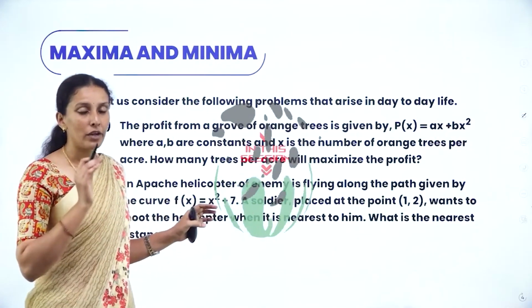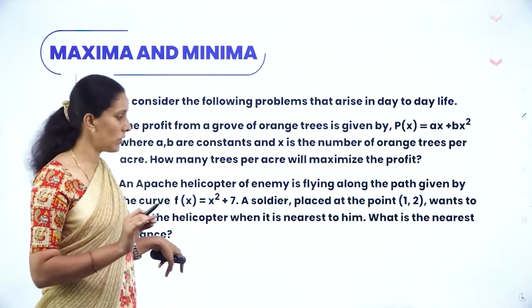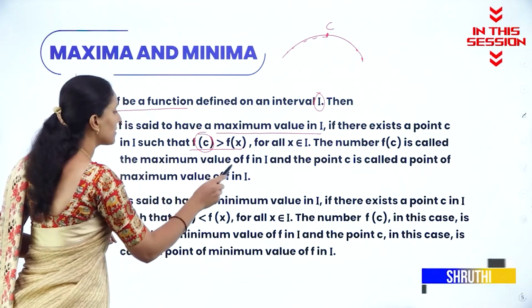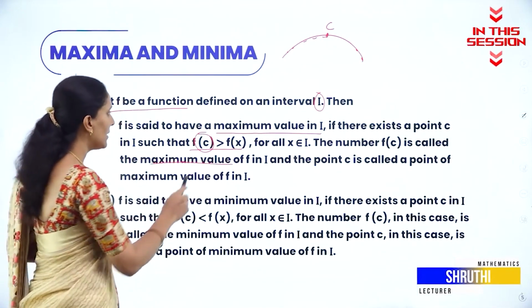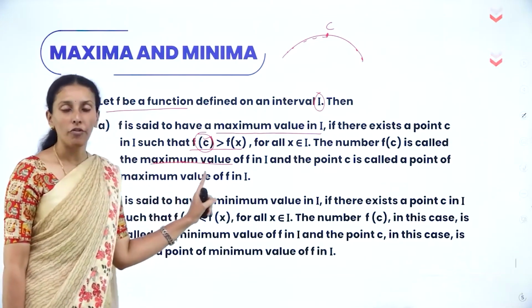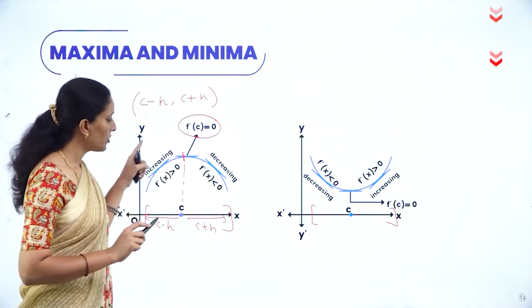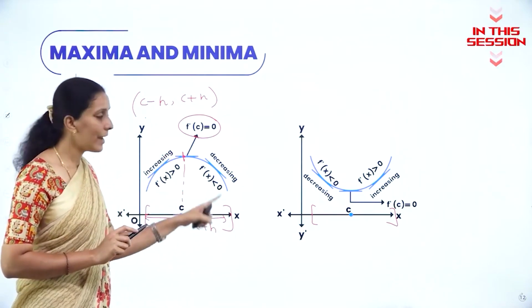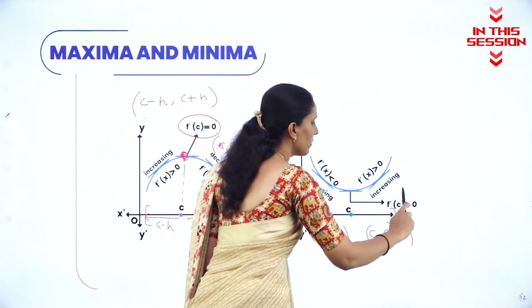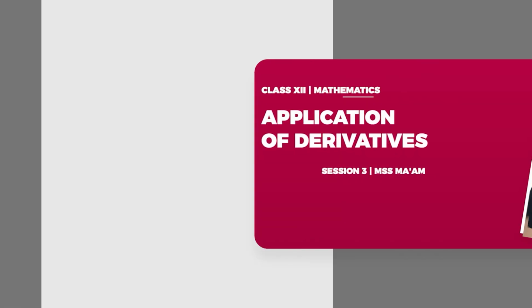In both the examples, we are supposed to calculate either the maximum value or the minimum value. So nearest means nothing but minimum value. f of c is called the maximum value and c is called the point of maximum value of f in I. dy by dx is nothing but the slope of the tangent, which is parallel to the x-axis, and there it is 0. Decreasing means we usually say negative. Increasing means positive. So that is why here less than 0 and greater than 0.